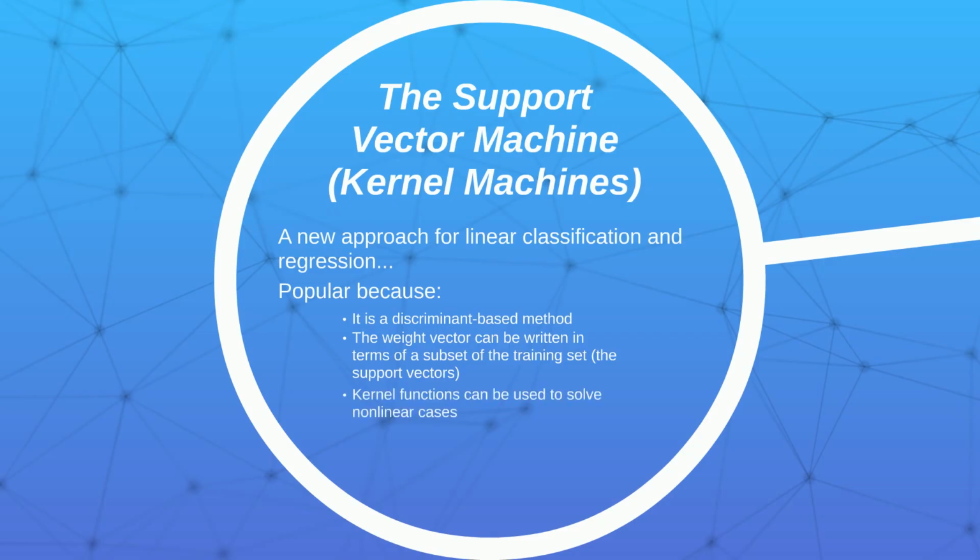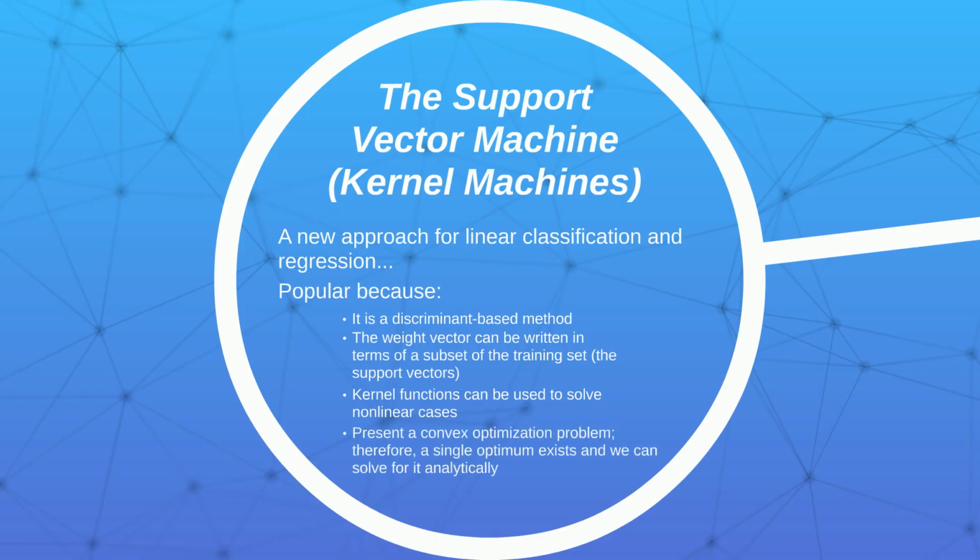Next, as we will see shortly, the output is written as a sum of the influences of support vectors, and these are given by kernel functions that are application-specific measures of similarity between data instances. These kernel functions allow us to transform the input to another space where a linear or smooth solution is possible. So we're going to see how we can use linear methods to solve nonlinear cases.